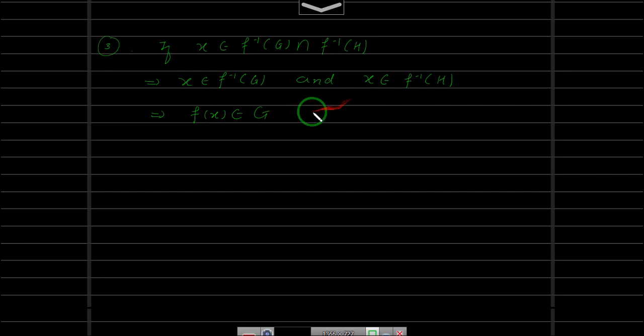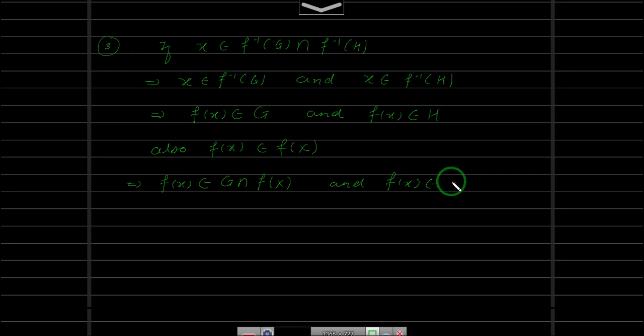So f(x) belongs to G, and similarly we know that this f(x) belongs to H. Of course, this point x is in X, which implies f(x) belongs to f(X). Right? It's a range set. So this says f(x) is in G, f(x) is in f(X), which implies this f(x) will be in G intersection f(X). Also this is in H, this is in f(X), and this f(x) will be in H intersection f(X).